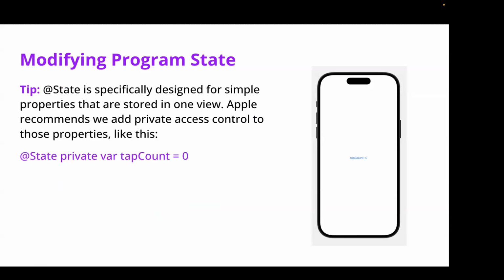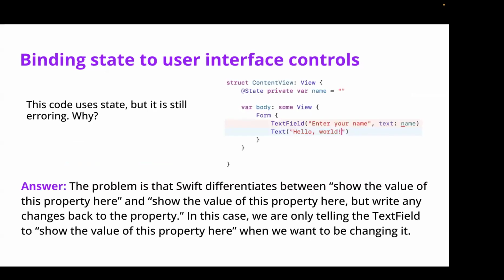One tip is that @State is specifically designed for simple properties that are stored in one view. So Apple actually recommends adding private access control to these properties. Instead of just @State var tabCount = 0, you should add private before var: @State private var tabCount = 0.